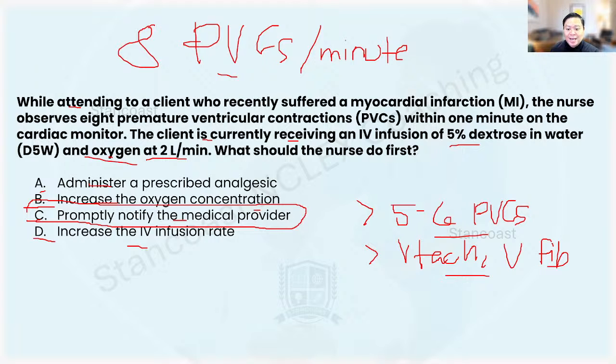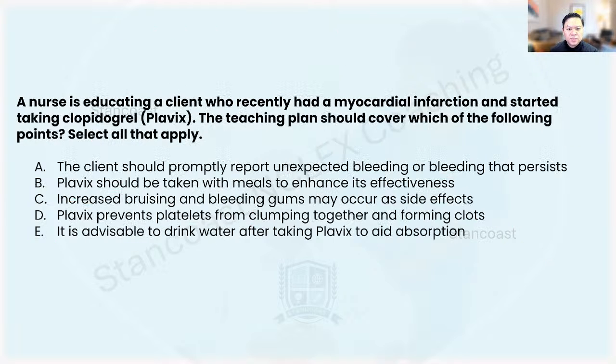So again, our focus here is to prioritize the patient's safety. Make sure that we are letting the medical provider know that there could be an impending complication to set in, such as those life-threatening arrhythmias. That's pretty much it, okay? Now let's move on to the next question here. It's almost 3 hours. Okay, question number 14.